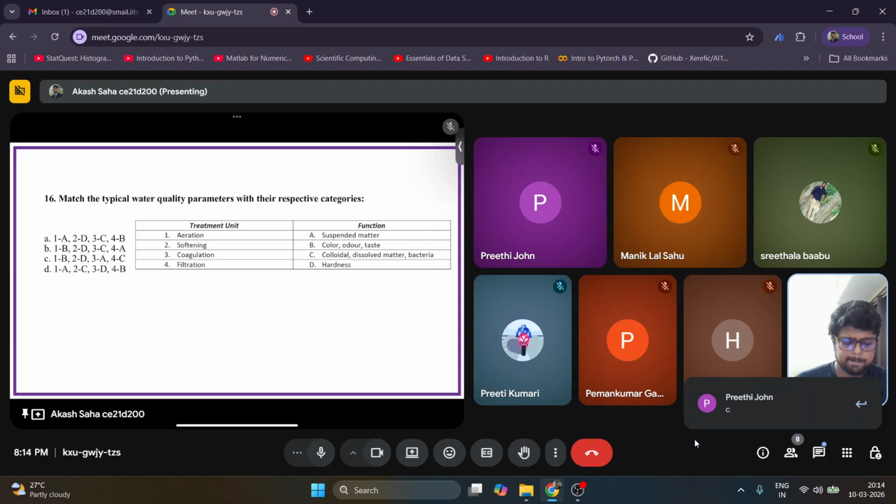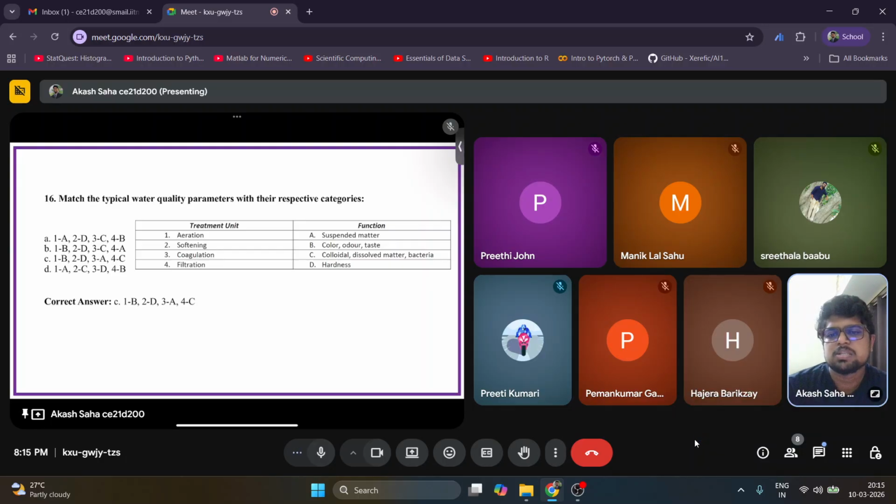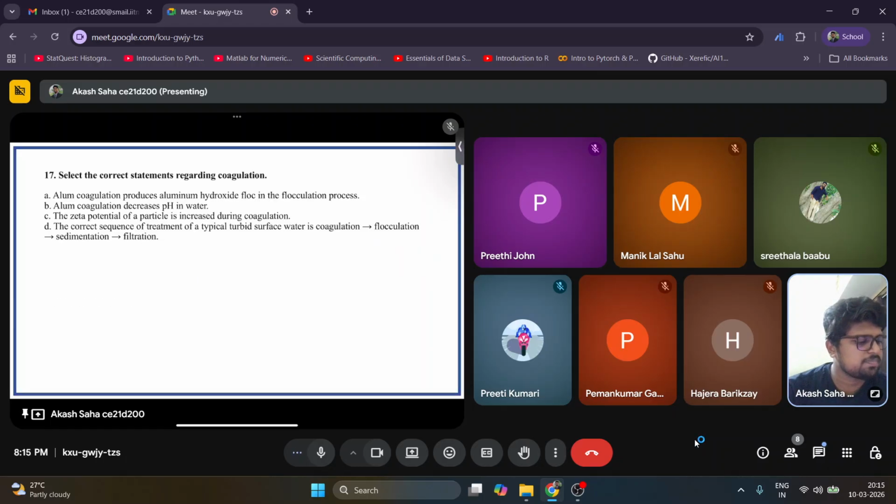Yes, C is the correct answer, because aeration is to remove the color, odor, and taste. Softening we do for hardness. Coagulation is for the suspended matter, and filtration is for the colloidal dissolved matter or the bacteria. Okay, so C is the correct answer.